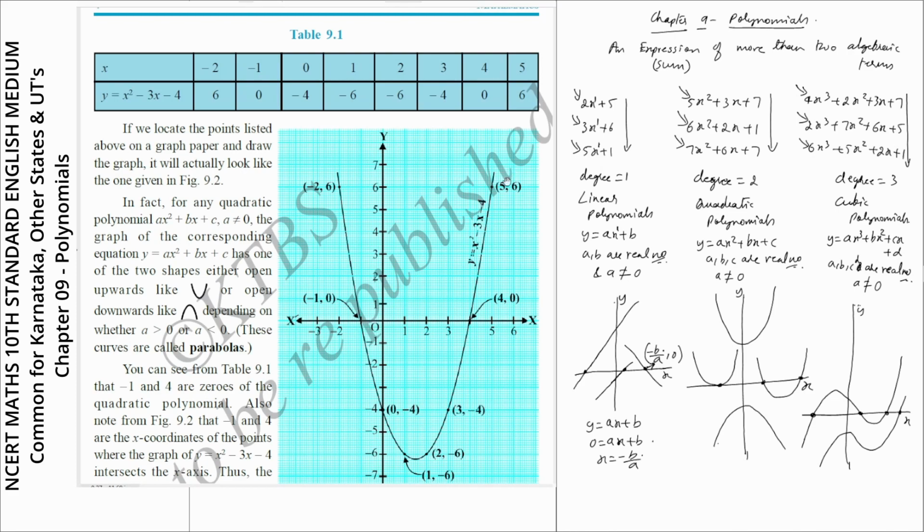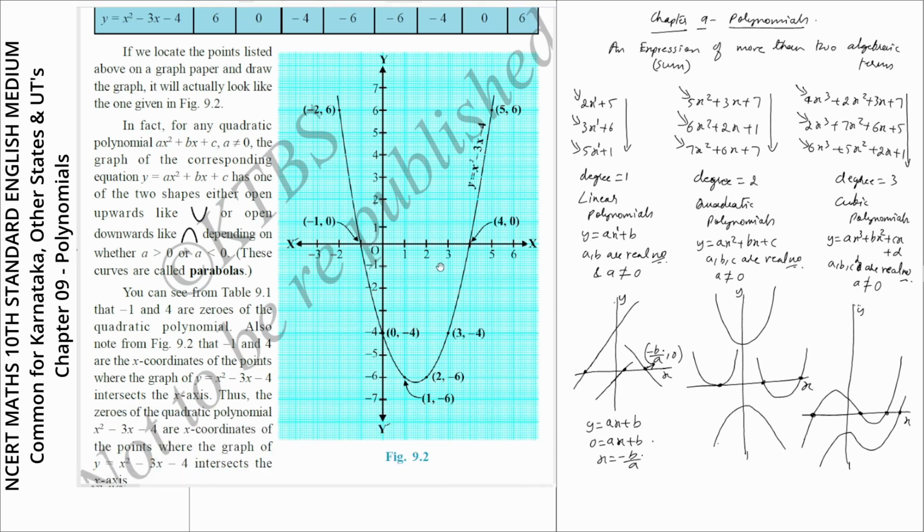Like this, they have plotted all the points, and after joining all these points, we get a smooth curve like this, which is a parabola. Now here you can see this parabola, this quadratic polynomial intersects the x-axis at 2 points. So therefore we say the number of zeros of this quadratic polynomial is 2.